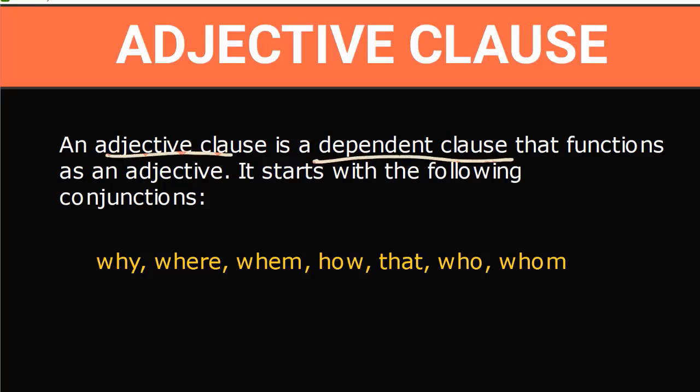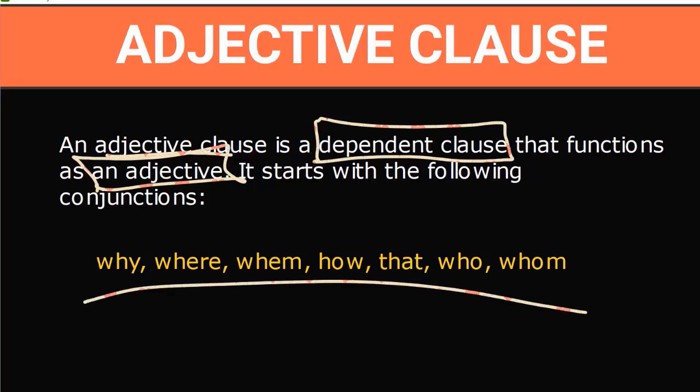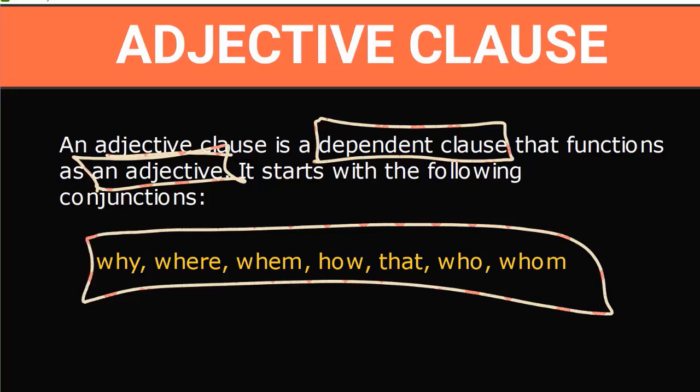An adjective clause is a dependent clause, as I just told you. It is a dependent clause that functions as an adjective, as the name goes, adjective clause. It starts with the following conjunctions. These are the subordinating conjunctions that a dependent clause functioning as an adjective starts with. Why, where, when, that, who, whom.